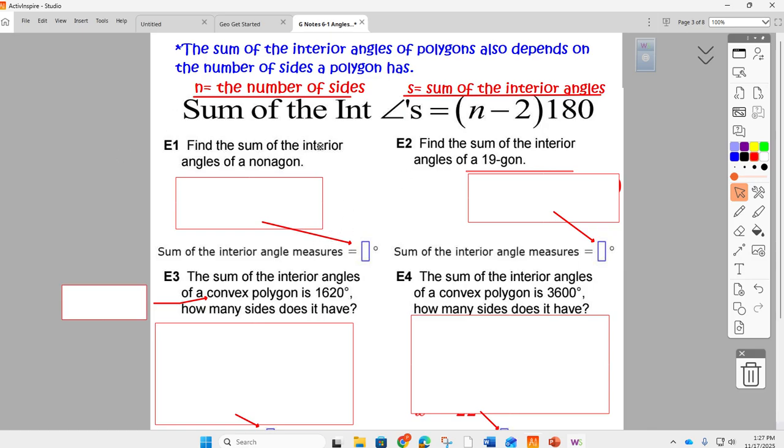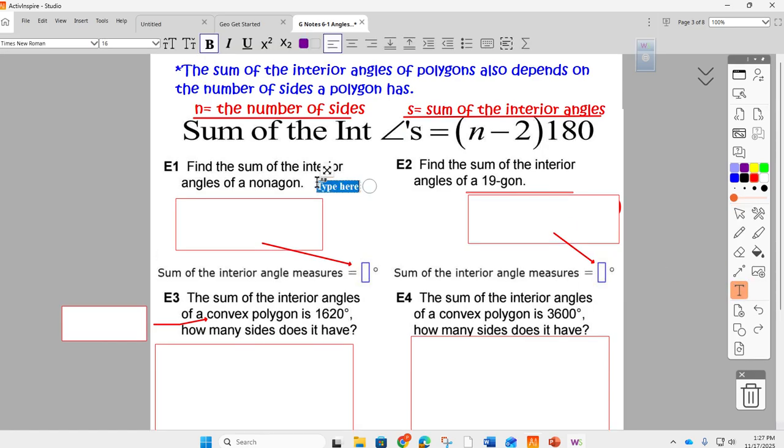Looking at example 1, if we want to find the sum of the interior angles of a nonagon, is that a nonagon or a ninagon? Nonagon. It's a nonagon, but how many sides does it have? 9. So let's write n equals 9, and then we're going to plug into that formula.